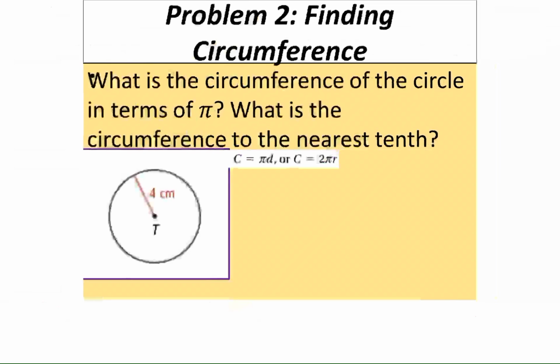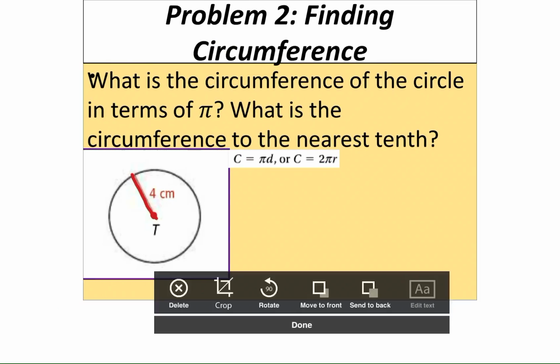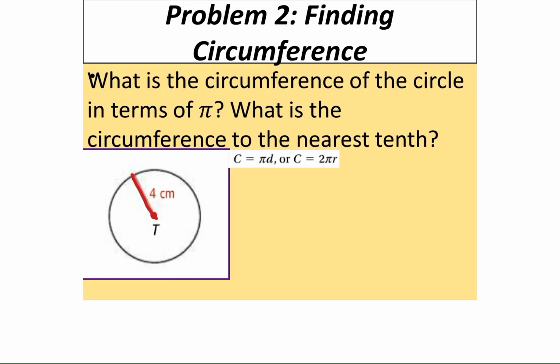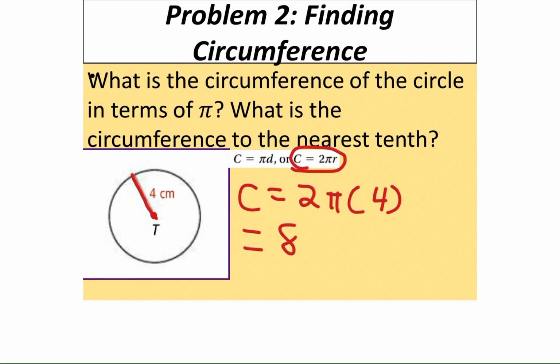In this circle, we were given the radius. It goes from the center of the circle to an outer edge. So we're going to use that second formula for this one, C equals 2 pi r. So C equals 2 pi times the radius, which is 4. So 2 times 4 is equal to 8. So in terms of pi, our circumference would be 8 pi.